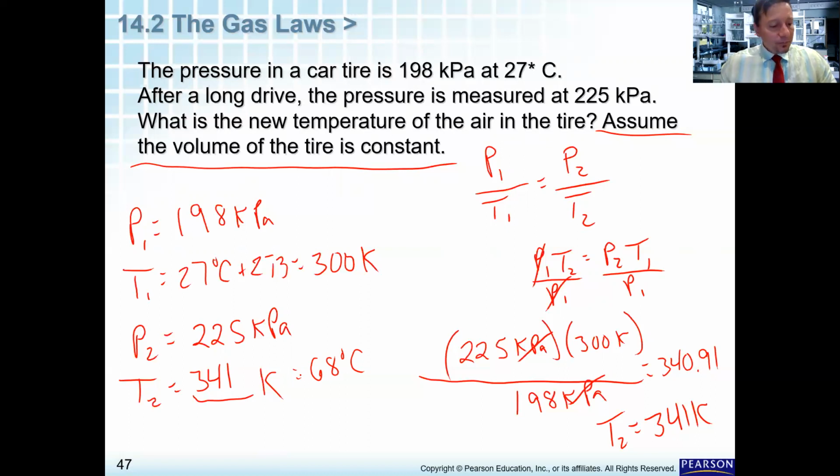So that, ladies and gentlemen, are your three gas laws. We have three gas laws: Boyle's, Charles's, and Gay-Lussac's law. And that is example problems.